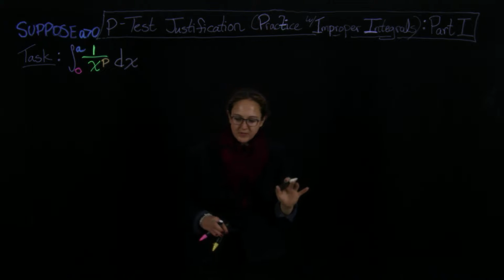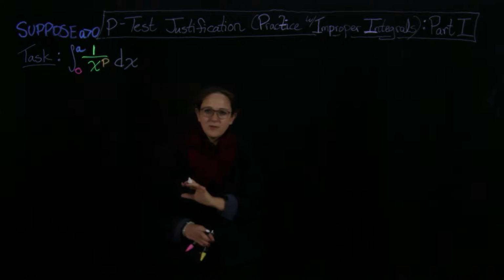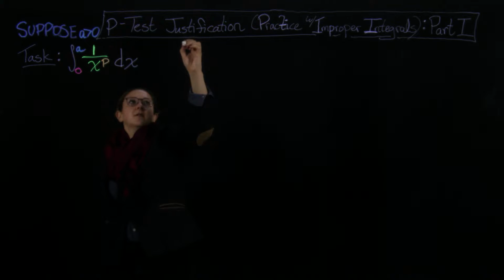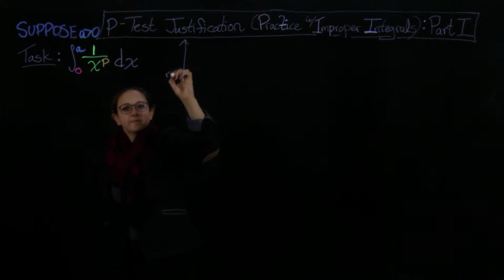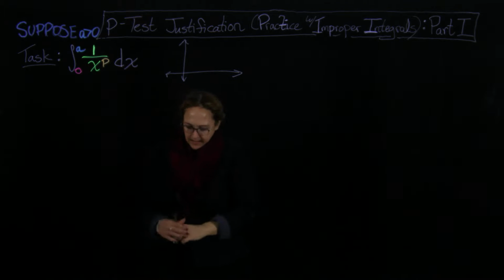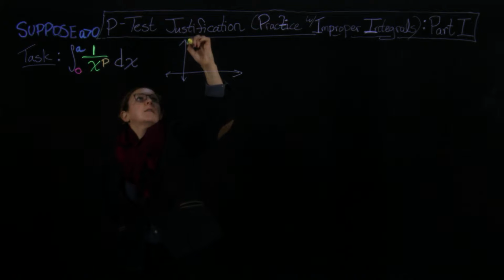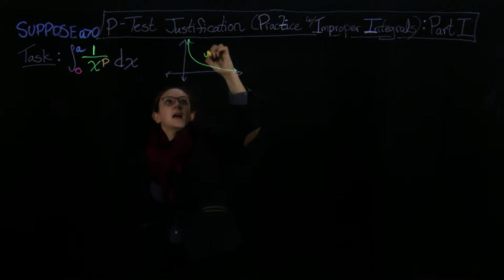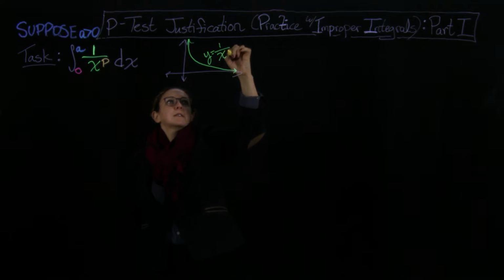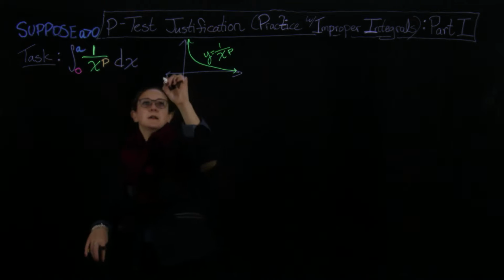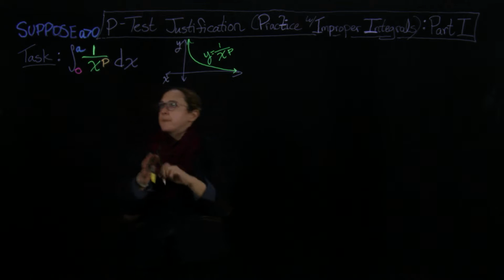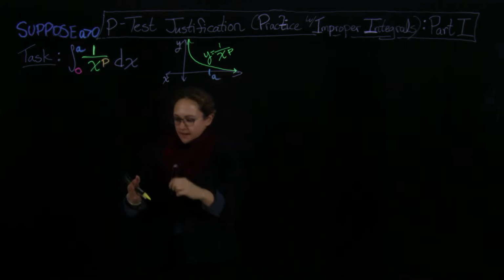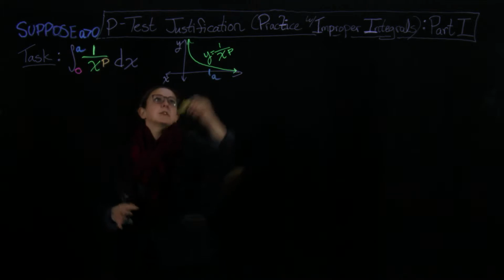So let's draw the picture to help us understand why this is an improper integral and what's going on. Here are my axes, and I have my graph. I'm just going to look at the positive part because we're only dealing in the positive region here. So this is y equals 1 over x to the p. This is my x-axis, this is my y-axis. I have this value a, and then I'm looking at this area here.